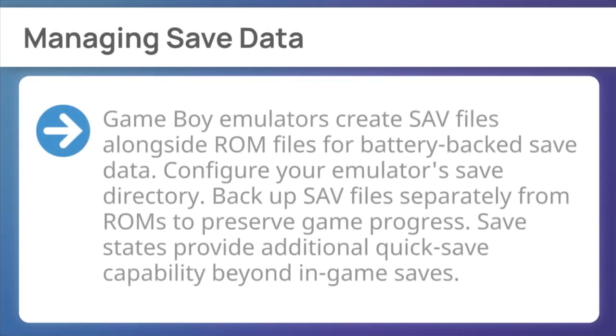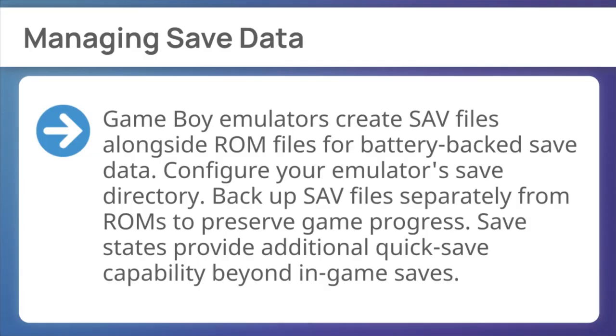Next, managing save data. Game Boy emulators create SAV files alongside ROM files for battery-backed save data. Configure your emulator's save directory. Backup SAV files separately from ROMs to preserve game progress. Save states provide additional quick save capability beyond in-game saves.